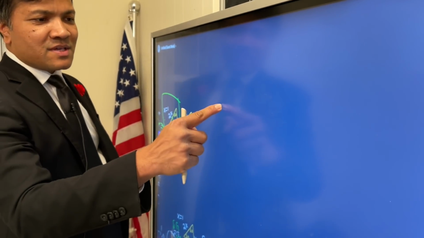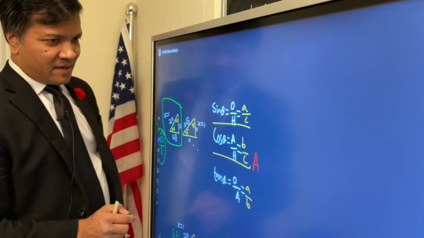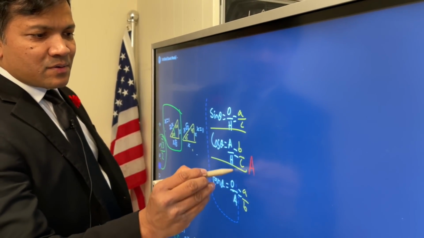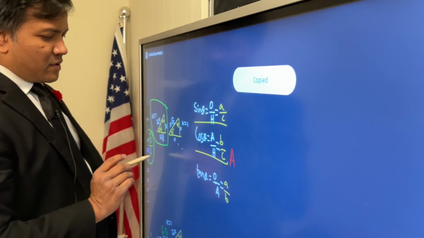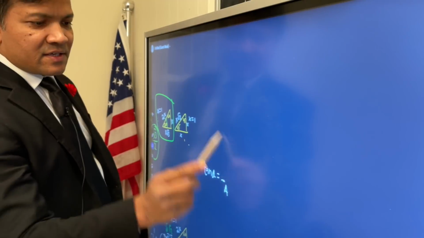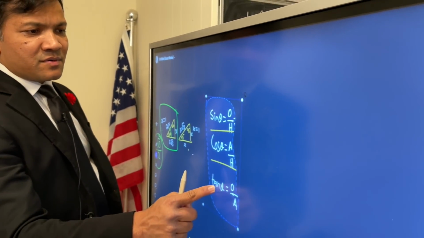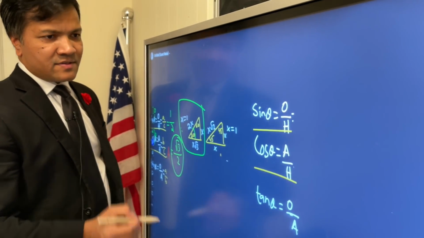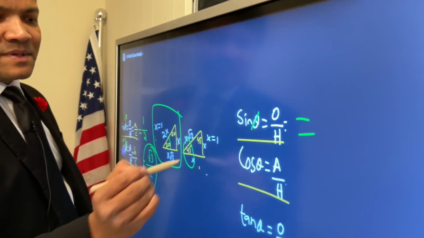Now I'm going to show you the other one, 45 degree, 45 degree, and 90 degree. So let's copy and paste one more time, in an even nicer way. I'm going to copy and paste it right over here. Let's see what we can accomplish with this. Let's put it over here and find the sine of 45 degrees.